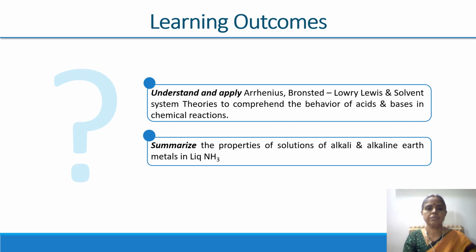Learning outcomes. By the end of this course, the learner should be able to understand and apply Arrhenius, Bronsted-Lowry, Lewis and solvent system theories to comprehend the behavior of acids and bases in chemical reactions, and also summarize the properties of solutions of alkali and alkaline earth metals in liquid ammonia.